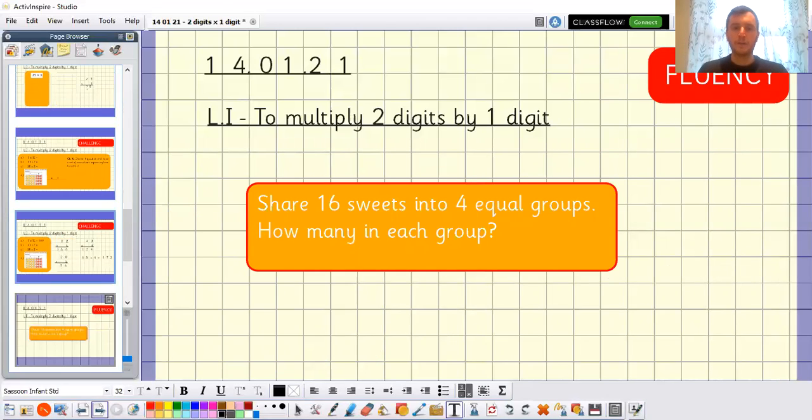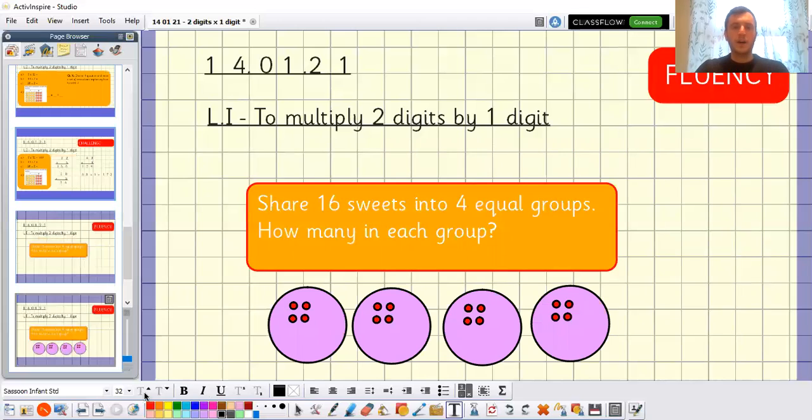Moving on, a quick fluency to finish with. This one says share 16 sweets into 4 equal groups. How many in each group? Pause it there, see if you can have a go at that. Otherwise, we'll go through it together in a moment's time. I've drawn 4 groups and I shared them all out equally, counting up to 16, and I have 4 in each group. So well done if you got that one.